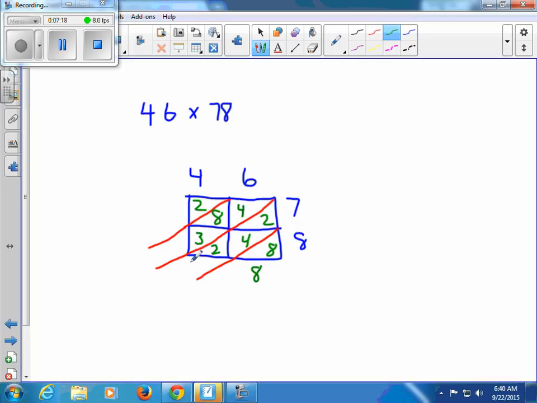4 plus 2 is 6. Plus 2 more gives me 8. 8 plus 4 is 12. Plus 3 is 15. I'm going to carry my 1. And then 2 plus 1 gives me 3. So 46 times 78 gives me 3,588.